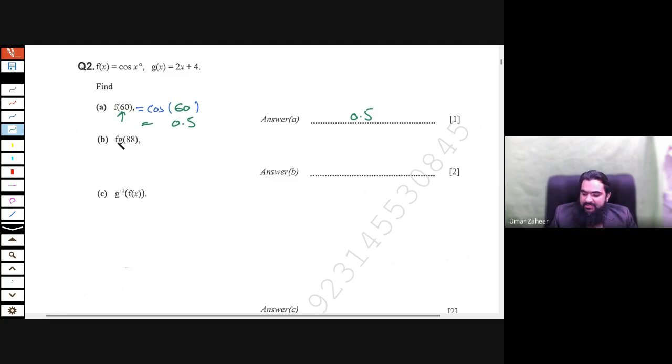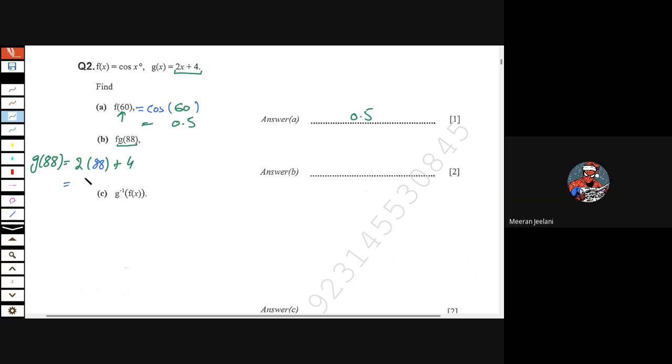In the next one, he says find f into g of 88. Now we don't have the value of g of 88. So first of all, we will find g of 88. In the g function, the function is 2x plus 4, and at the place of x, we will substitute 88. That will be equal to 180.